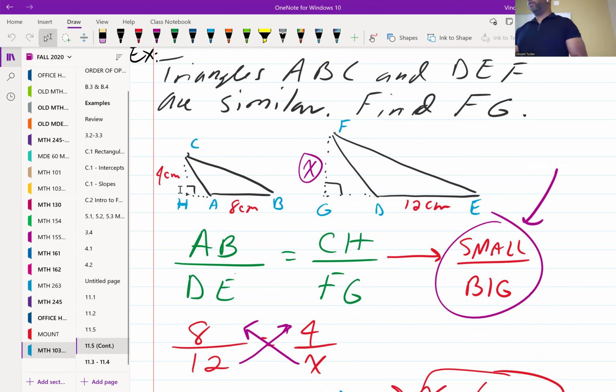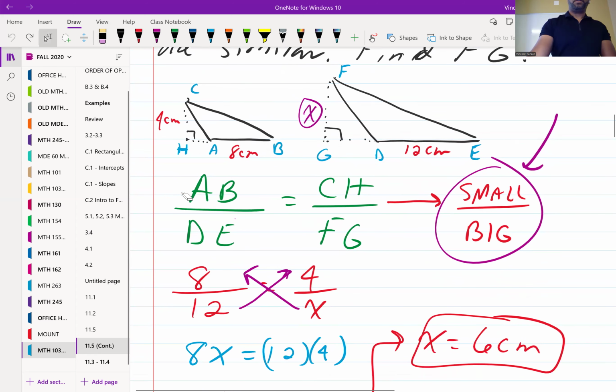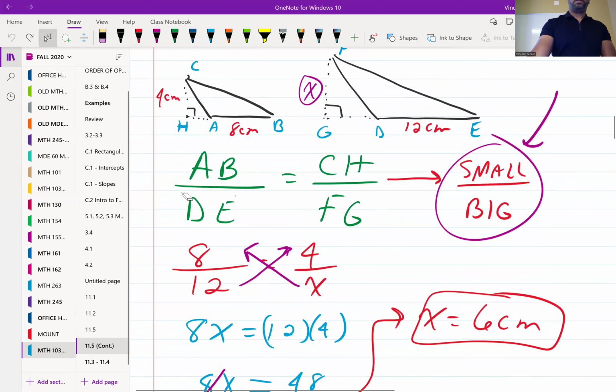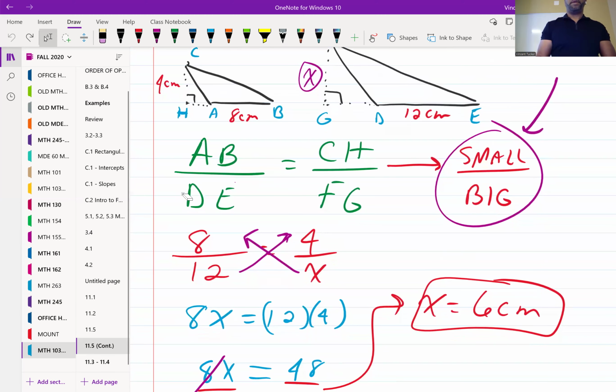Questions on the setup before we go ahead and solve? Of course, that is equal. I just went ahead and put my arrows there. But that's 8/12 equal to 4 over X. Once you have your proportion set up, you go ahead and cross multiply, sending your denominators to the opposite numerators. That'd be 8 times X equal to 12 times 4.